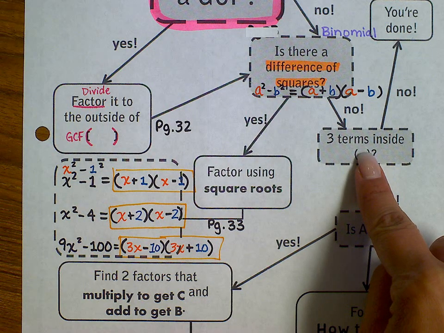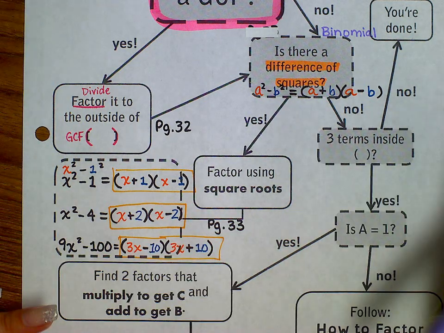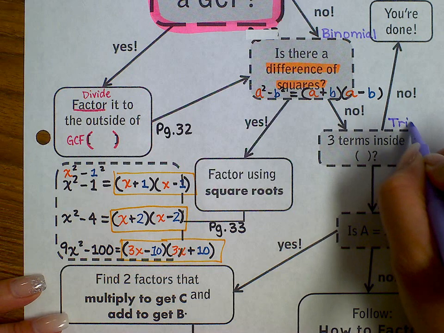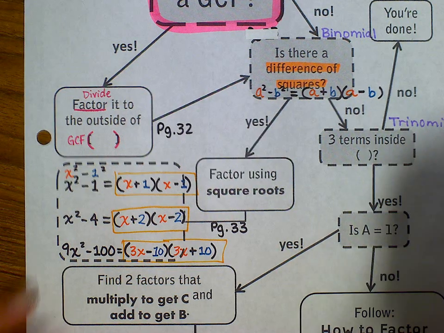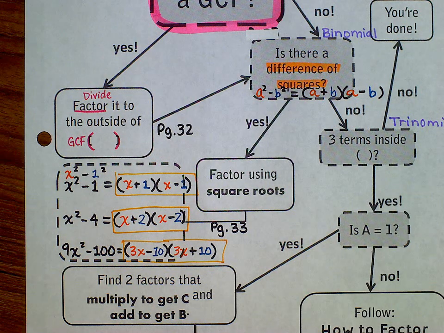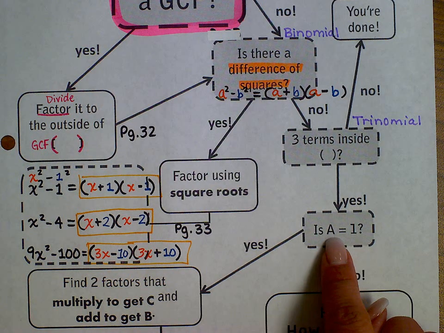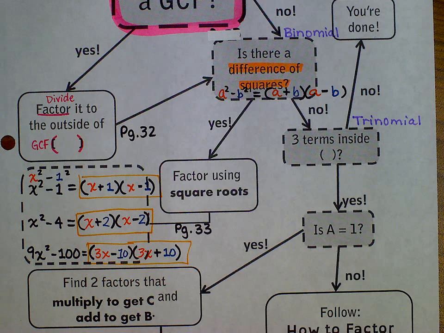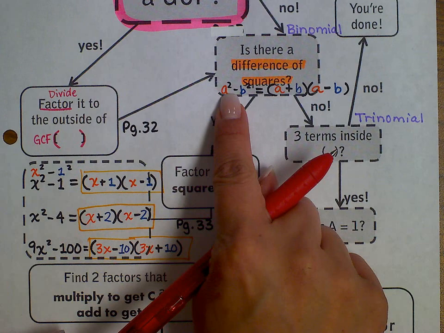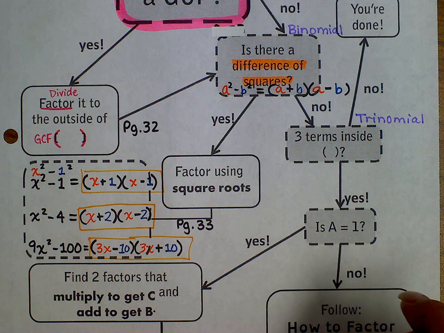So what do we call something that has 3 terms? That is called a, what? Trinomial. Okay. Now, if we do have a trinomial, next, what I want you to question is A equals 1? What do they mean by A? Oh, yes, A could be here in the difference of squares, but I'm talking about a trinomial. What do you think they're talking about?